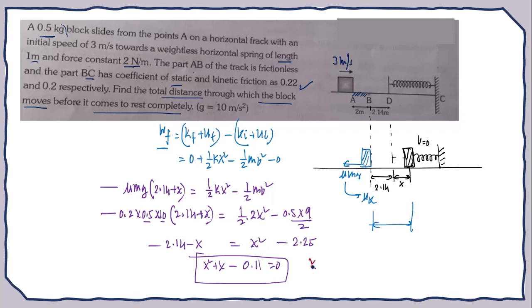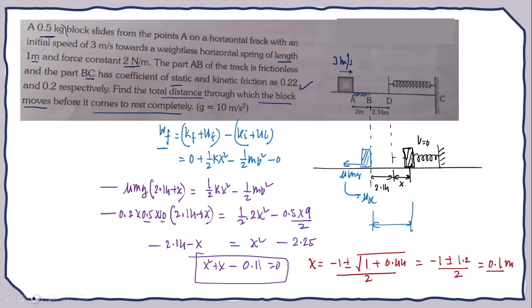That is basically x equals minus b plus or minus root of b square, that is 1, minus 4ac, that is 0.44, divided by 2a, that is 2. So 1 plus 0.44 means 1.44, and its root is 1.2. So that means minus 1 plus or minus 1.2 by 2. I have to take the positive one. So 1.2 minus 1 is 0.2, by 2 means 0.1. So 0.1 meter is the compression of the spring before it comes to rest.